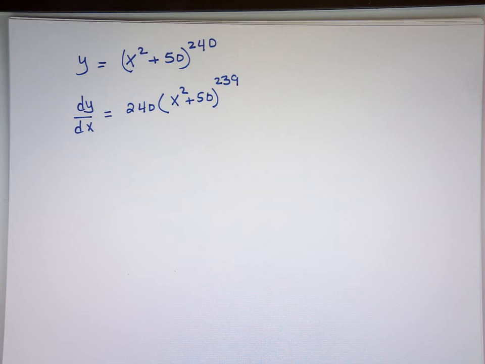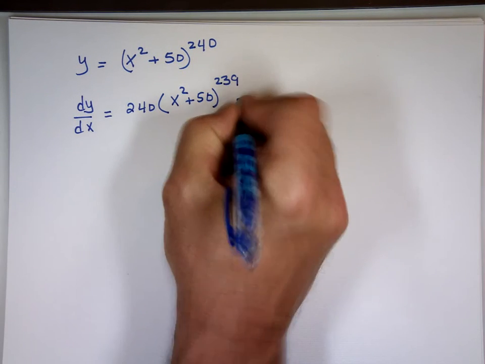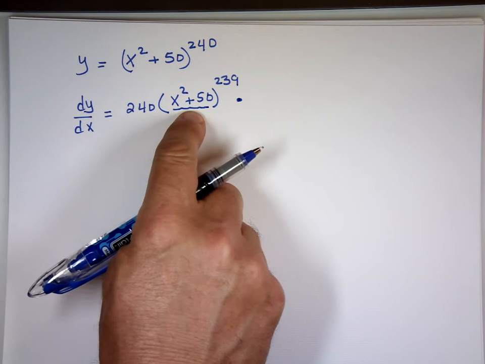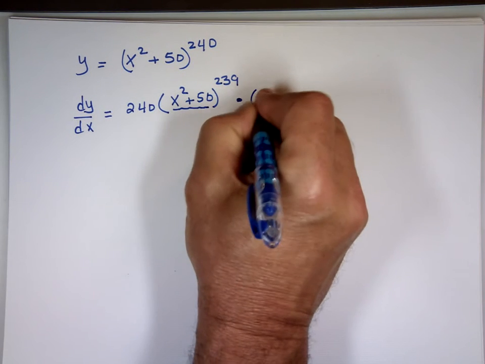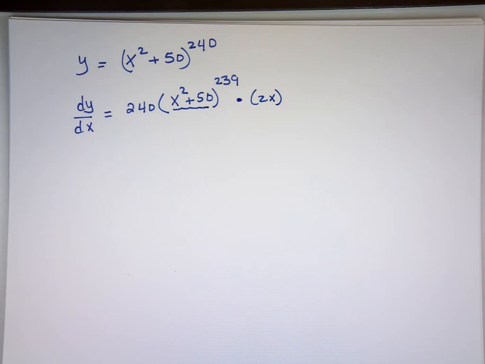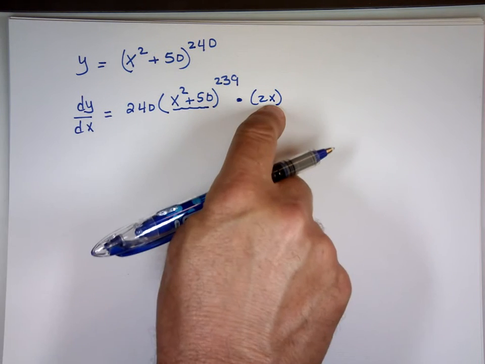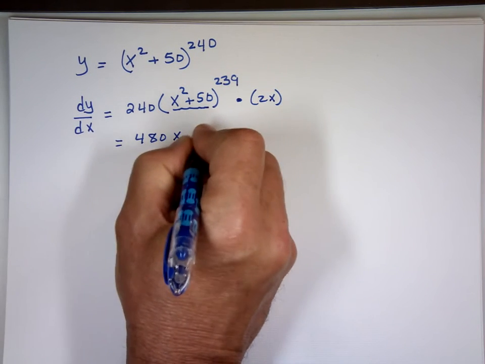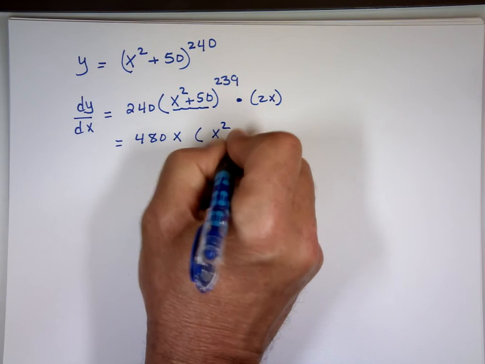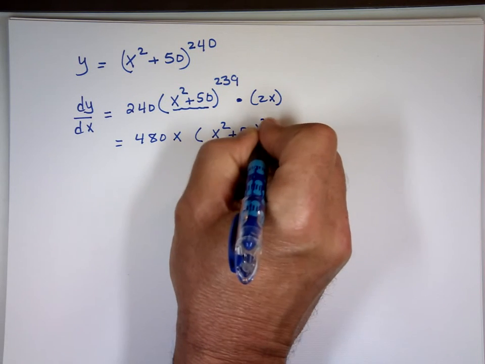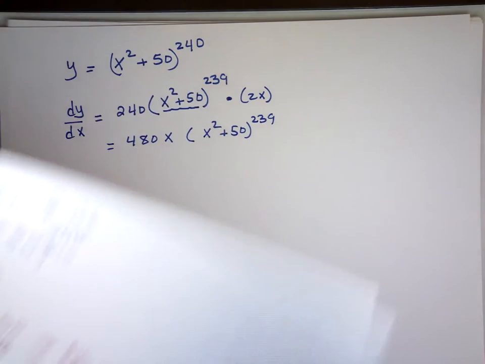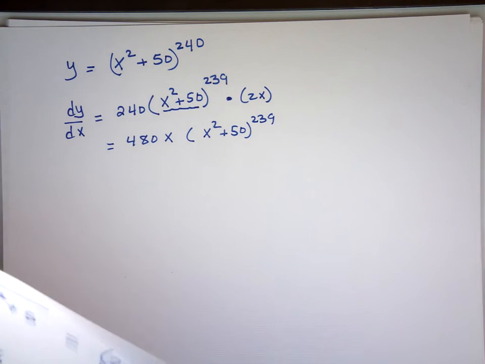So the only extra thing I've got to do is multiply it by the derivative of what's on the inside of that. And what's the derivative of this? 2x. Times the 2x. What's 240 times 2x? 480x times x squared plus 50 to the power of 239. Was that the answer? Yeah. Let's try the other one.